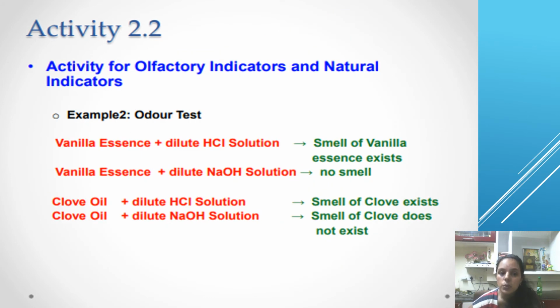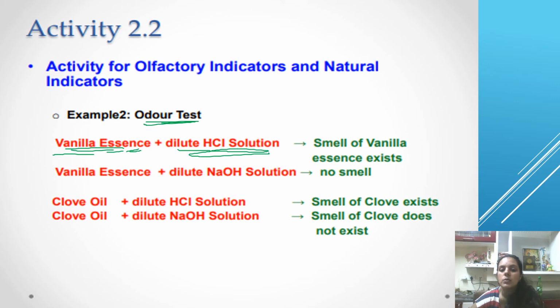Example 2 is another odor test. Here, a vanilla essence. As we all know, vanilla essence is used for baking cake and other baking purposes, and we also use it for making biryani. I think in every house there is vanilla essence. I'm taking this vanilla essence and adding dilute hydrochloric acid.